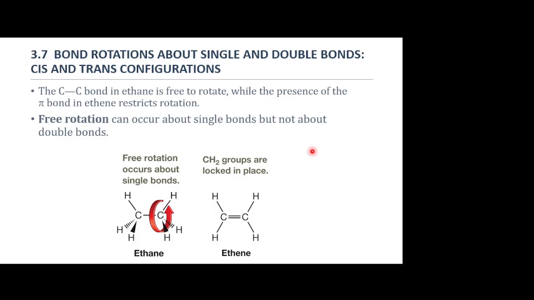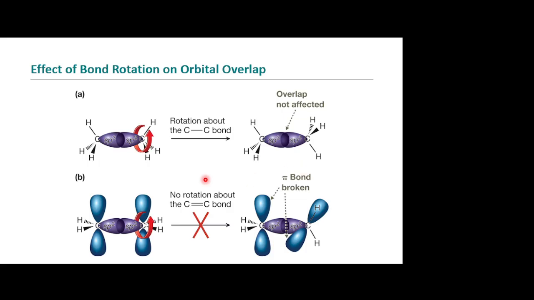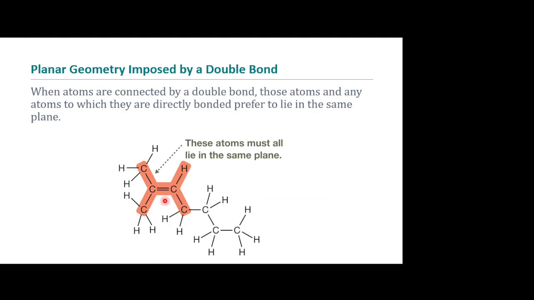And it's again because of the presence of that pi bond. Remember, the pi bond is above and below. If we were to actually rotate them, it would no longer match up, and you'd no longer have a pi bond. You'd break it. Now, this means that they have to lie in the same plane. If you have a pi bond, then all the bonds around it end up being locked in place in the same plane, and they can't ever not be in the same plane.